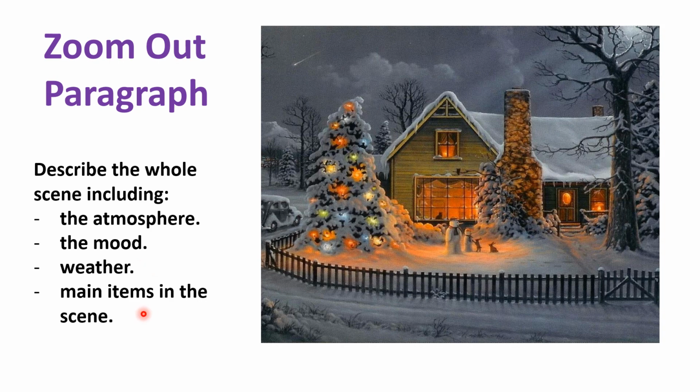And then you also want to talk about some main items in the scene. So what do you actually see in the scene? For example, in this one you have a car, there is a snowman, I think there's a rabbit, there's some trees, there's a house. Those are some main items in the scene. The zoom out paragraph is going to set you up for your whole response. It's going to give the marker an insight into what you're going to write about and how you are interpreting the picture or the statement given about a story.